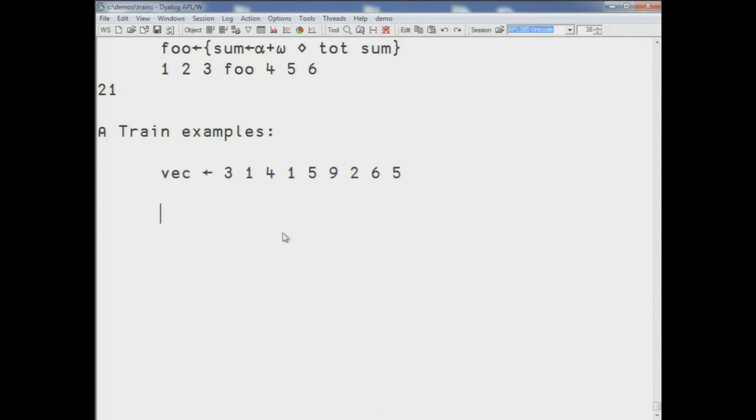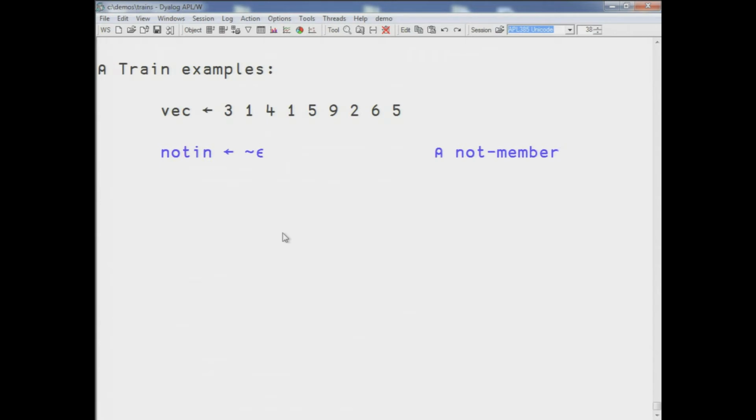Okay. So here's an example. Here's a vector. So here's a nice example. This, for me, is a defining... this says twiddle epsilon. This is a two train. So what this is going to do, if we apply this, this twiddle epsilon, given an alpha and an omega, expands to twiddle alpha member omega. So we can do this in one shot. Not member, we can do in one shot.